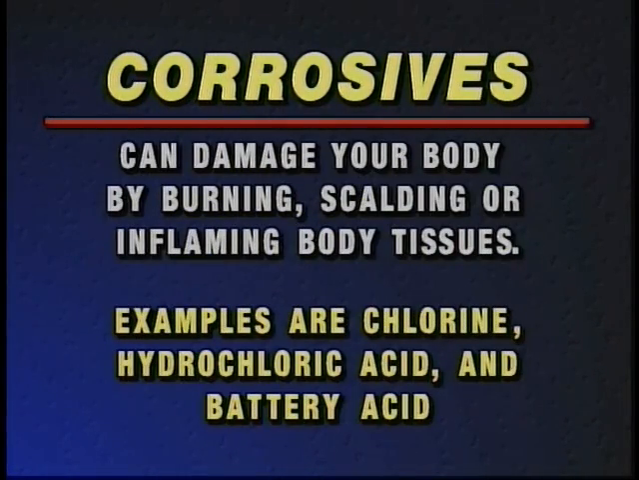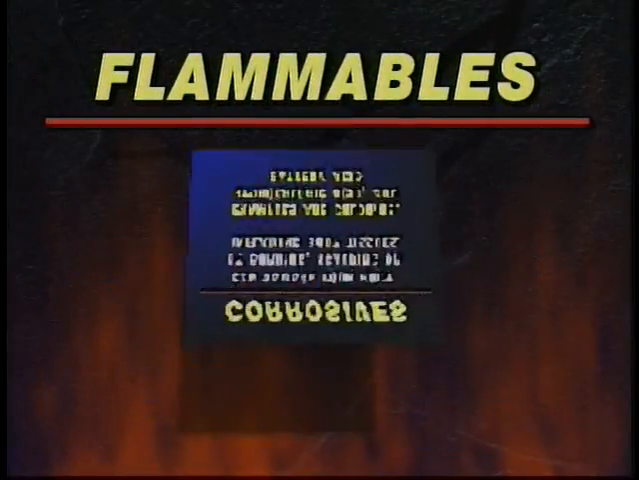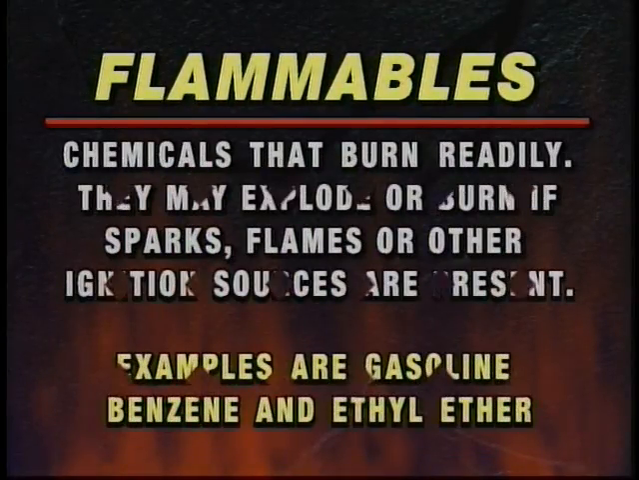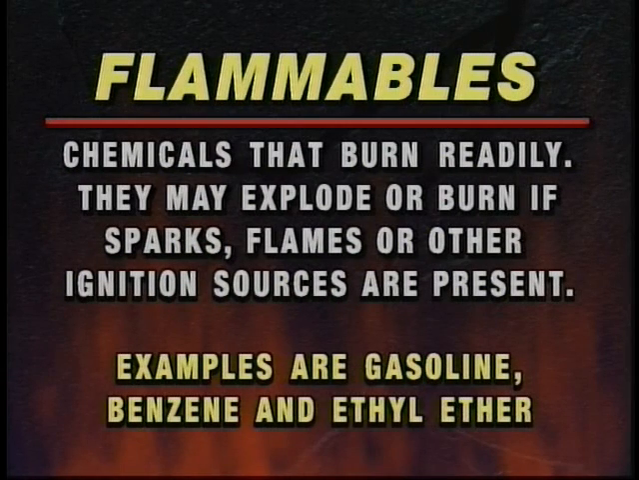Second, corrosives. This type of chemical is usually an irritant. Corrosives can damage your body by burning, scalding, or inflaming body tissues. Examples of corrosives are chlorine, hydrochloric acid, and, of course, battery acid. Third, flammables. Flammables are the chemicals that burn readily. They may explode or burn if sparks, flames, or other ignition sources are present. Examples are gasoline, benzene, and ethyl ether.